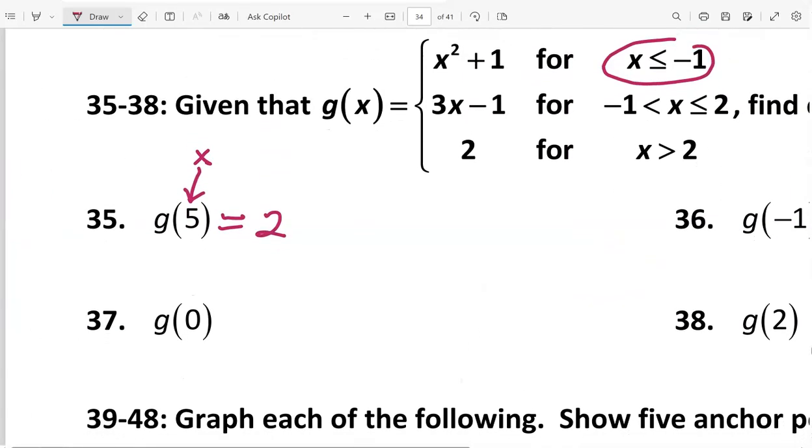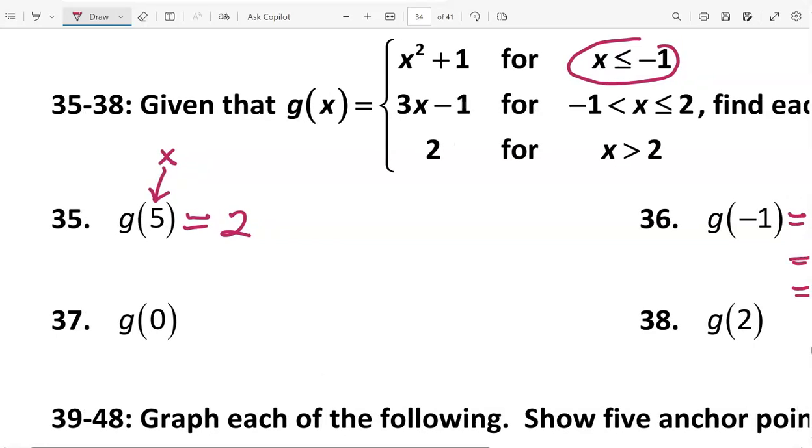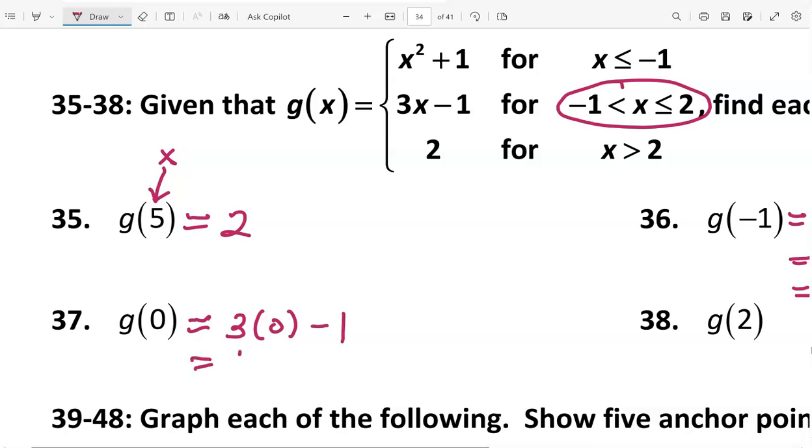For number 37, 0 is a number that is on the interval between negative 1 and 2. So g of 0 is 3 times 0 minus 1, which is 0 minus 1. And g of 0 is negative 1.